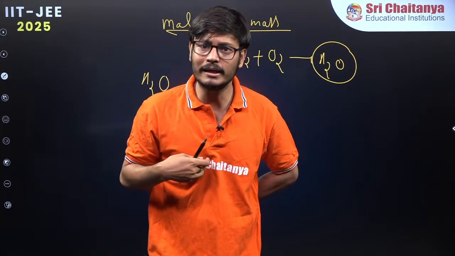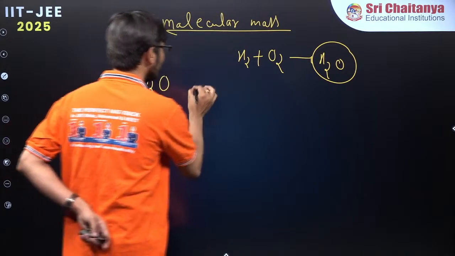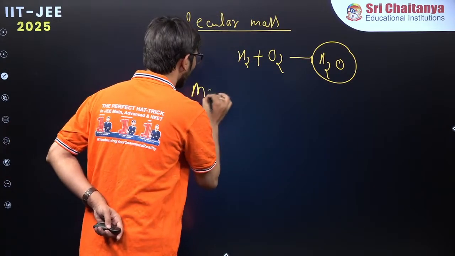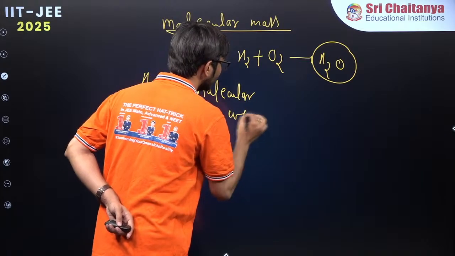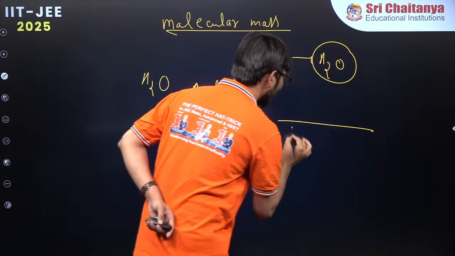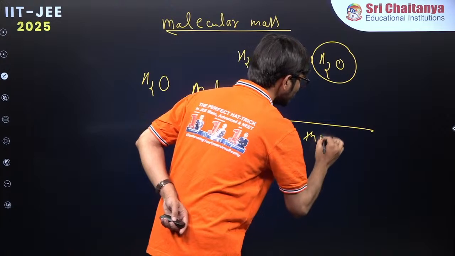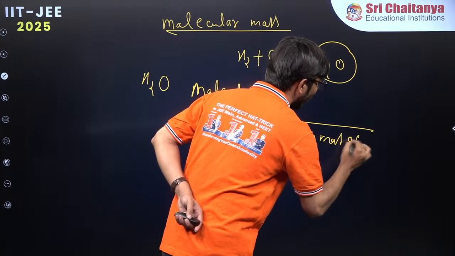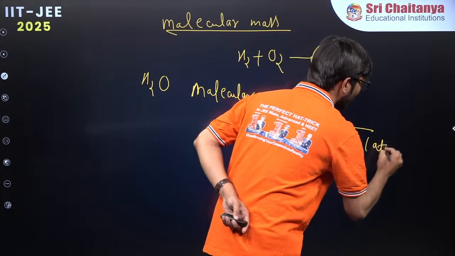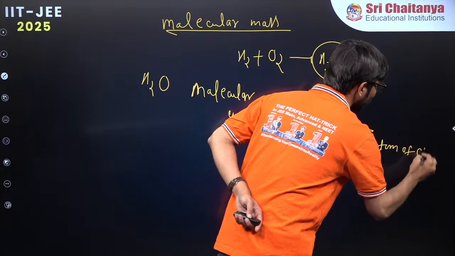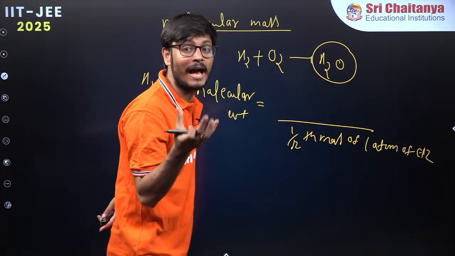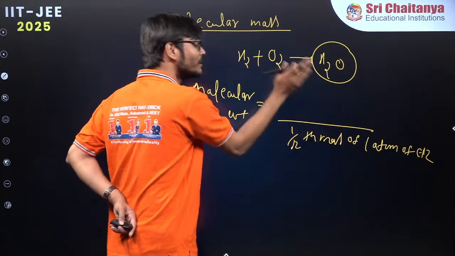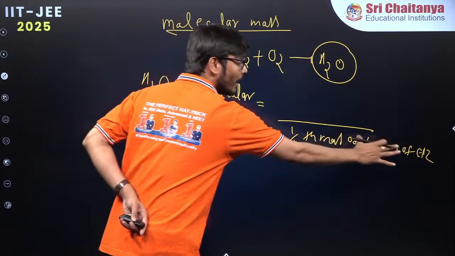So what I'm going to write is, the molecular weight of any given molecule is equal to what? What is molecular weight? 1/12th mass of one atom of carbon 12 with respect to 1 AMU. How much heavier do we have? Water is how much heavier in comparison to 1 AMU.